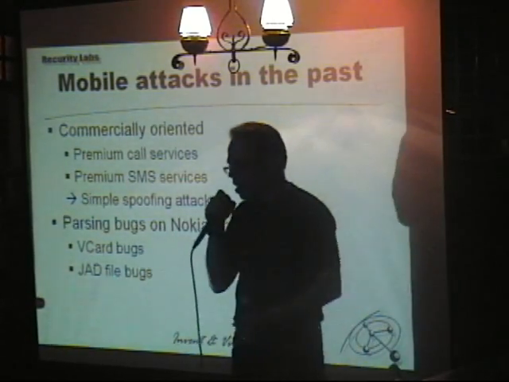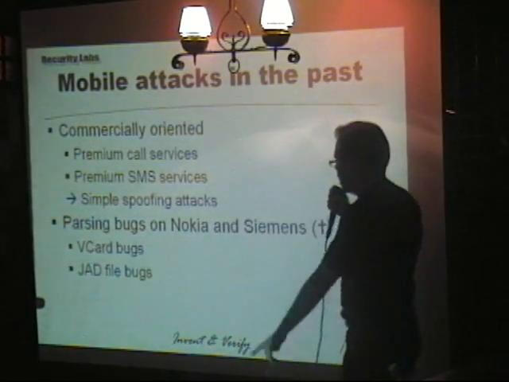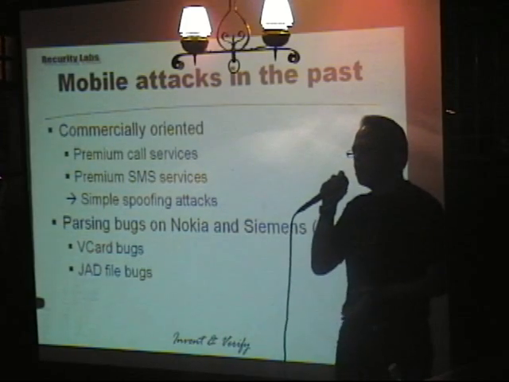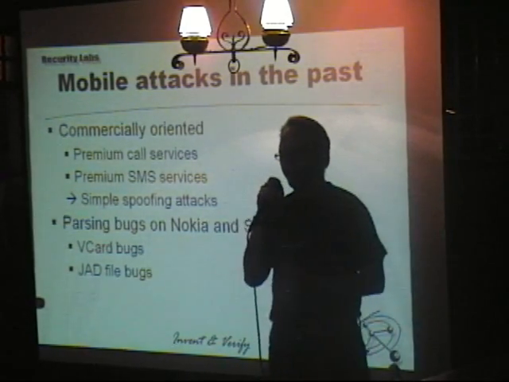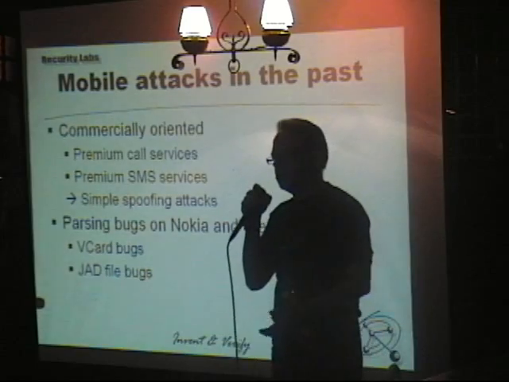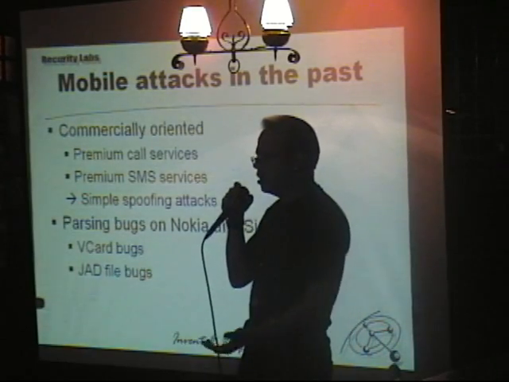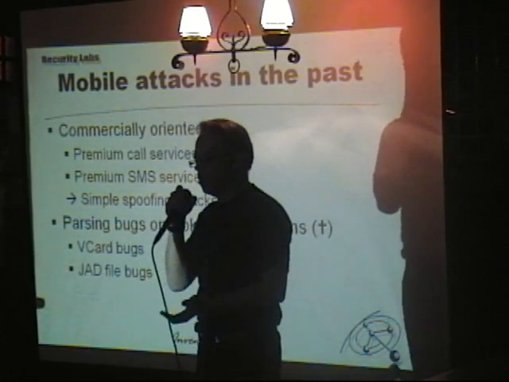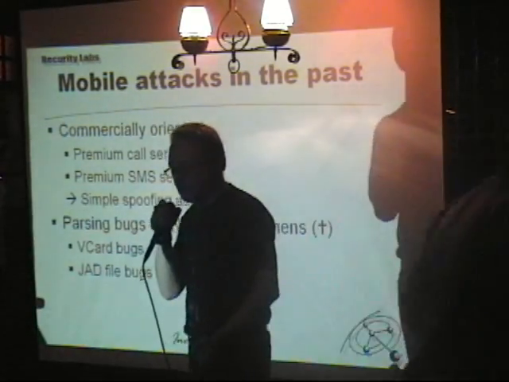And then there were parsing bugs in things like JAT files. Nobody knows JAT. I assume JAT is a Java description file that you ship with your Java applications when you want to put them onto the mobile phone. It was never really used, but of course the parser was broken in Siemens phones.